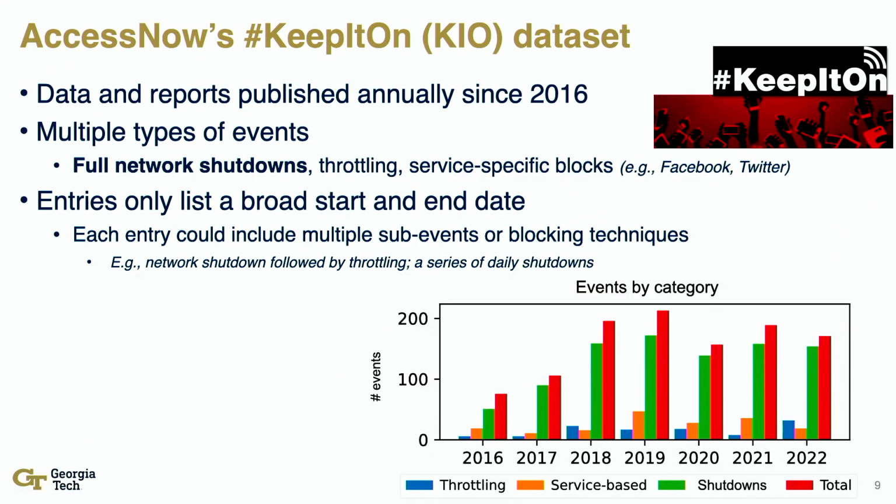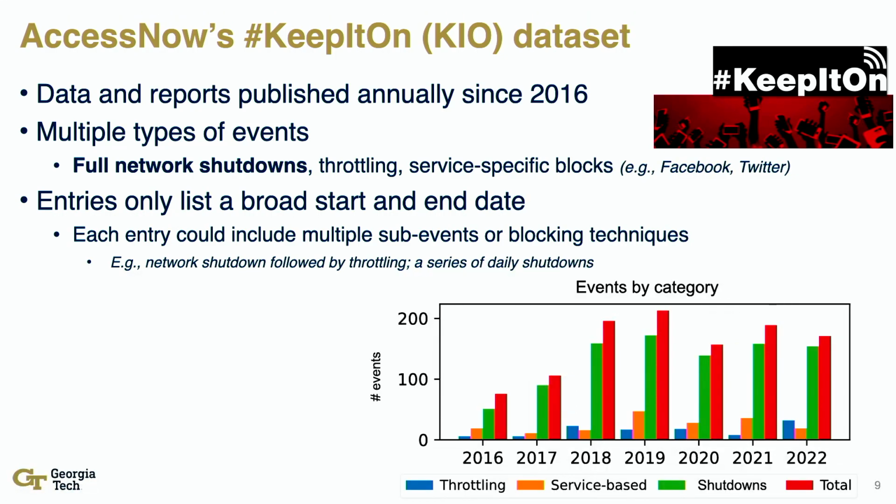Our analysis also leverages data from Access Now's Keep It On initiative. We refer to this data set as the KEO data set usually. So since 2016, Access Now has been continuing to record internet censorship events and publish this data set along with an annual report summarizing the events of the previous year.